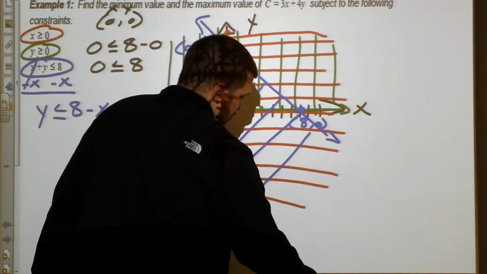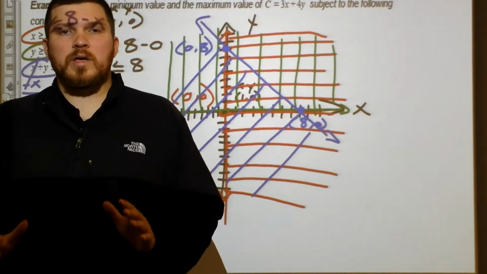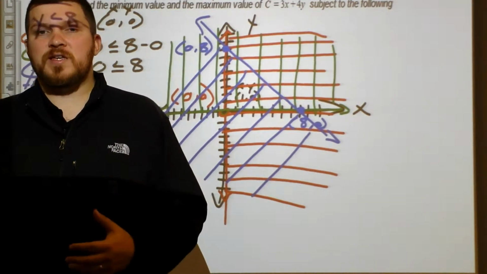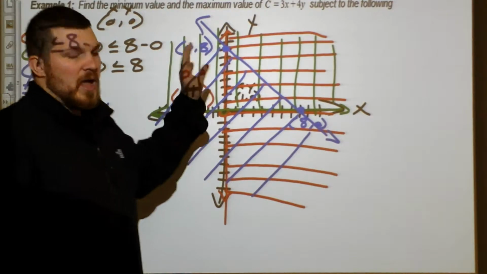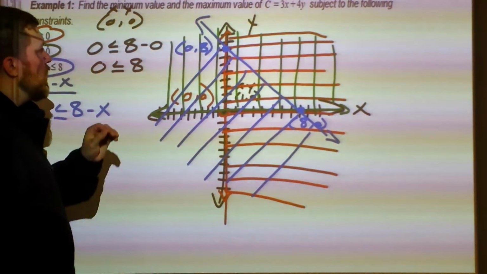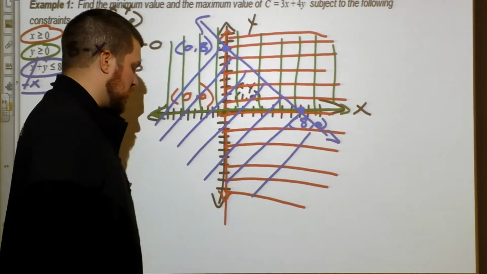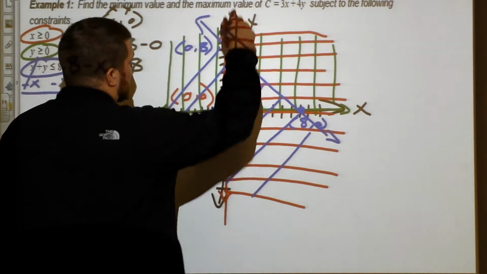Okay, great. Now, we've shaded all of our constraints. What we're interested in is where is the feasible region. The feasible region is where all the constraints overlap. We had 3 constraints in this problem, so we're looking for where all three colors overlap. And I'm going to do that in yellow.